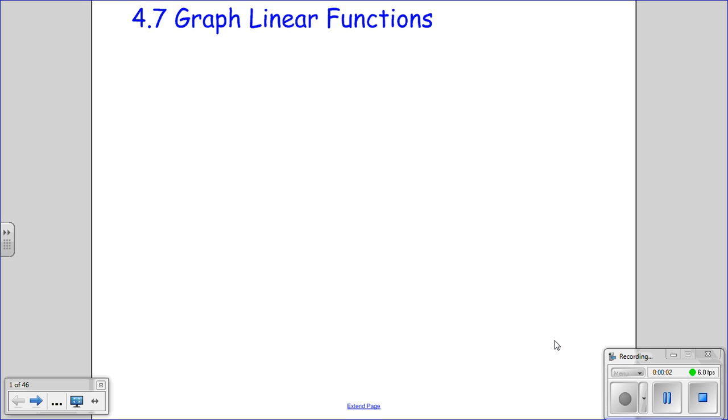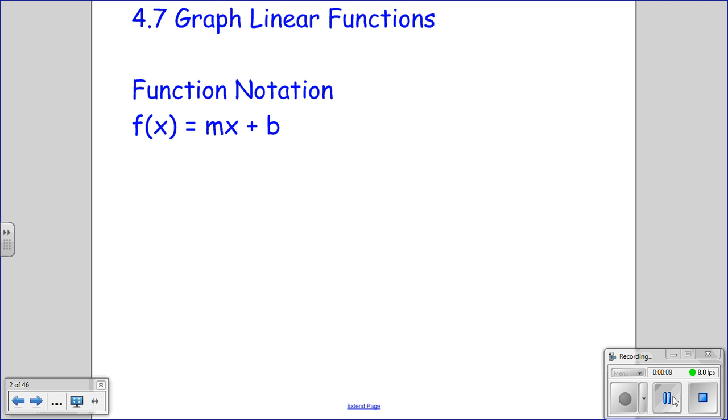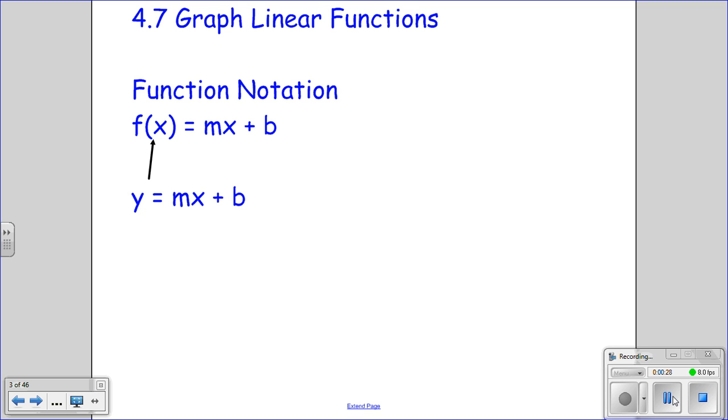Today we're going to work on section 4.7, which is to graph linear functions. We will begin with function notation. Function notation is very similar to slope-intercept notation. Notice on the right-hand side you have mx plus b, but on the left-hand side there's an f with an x in parentheses. That f with x in parentheses is just substituted in for the y.